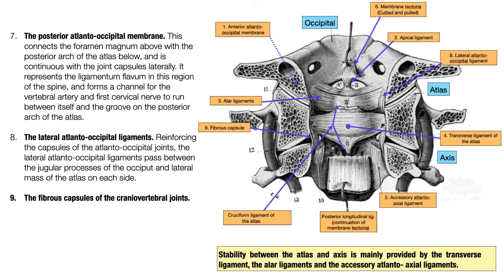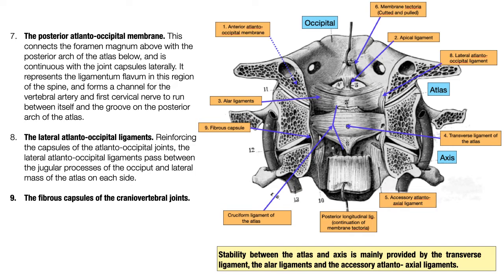This ligament forms the channel for the vertebral artery and the first spinal nerve on the posterior arch of the atlas. So it's very particular. If it gets inflamed for any reason, it may put pressure on the nerve or on the artery.